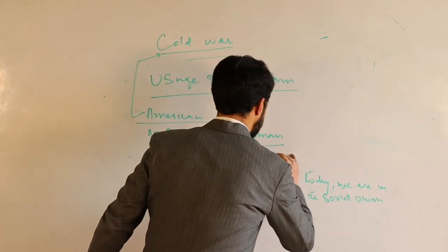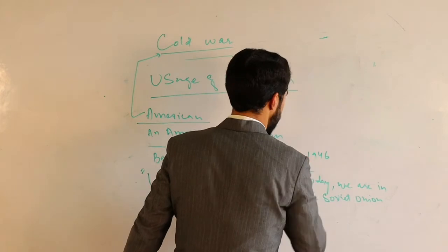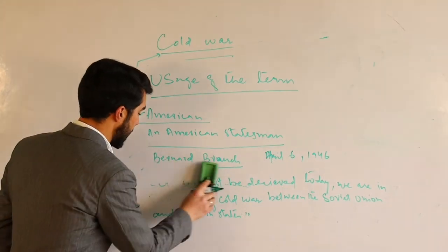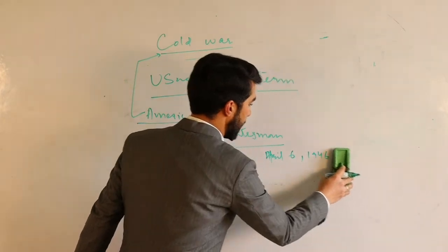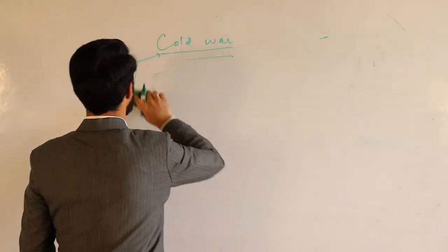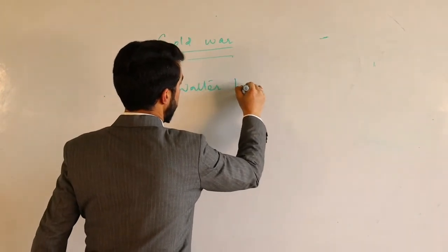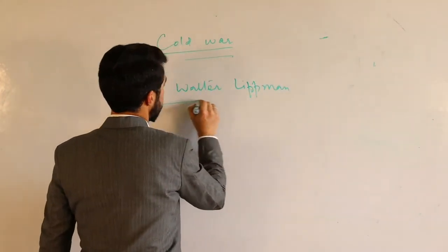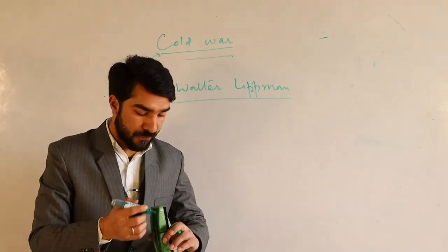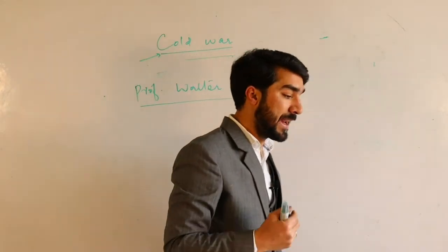So this was the term, and this was the first person to use the term, on April 6, 1946, in the Truman Doctrine. I told you that the term was used by Bernard Baruch, but Bernard Baruch was not the person who popularized the term. It was one more person, Professor Walter Lippmann, a very famous and well respected columnist of the time, who used the term and popularized it after it was used by Bernard Baruch, an American statesman.